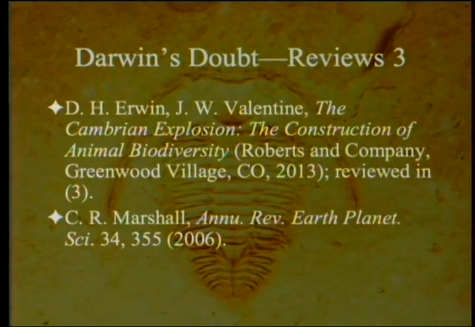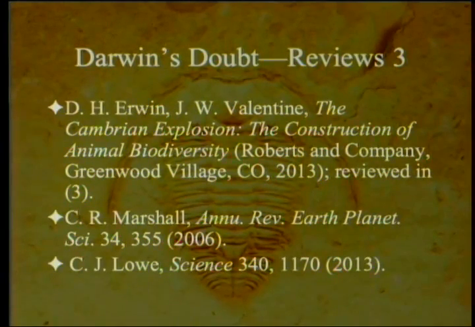That's the book review, and there are the references. Three is not actually even referenced. It is simply a review of Irwin and Valentine. And while Irwin and Valentine is a book that'll cost you 50 plus bucks to get if you want it, and isn't in a lot of libraries, the review, of course, is much easier to get a hold of as it is free. Marshall's Annual Review of Earth and Planetary Sciences is actually available at the library, and you can look it up.